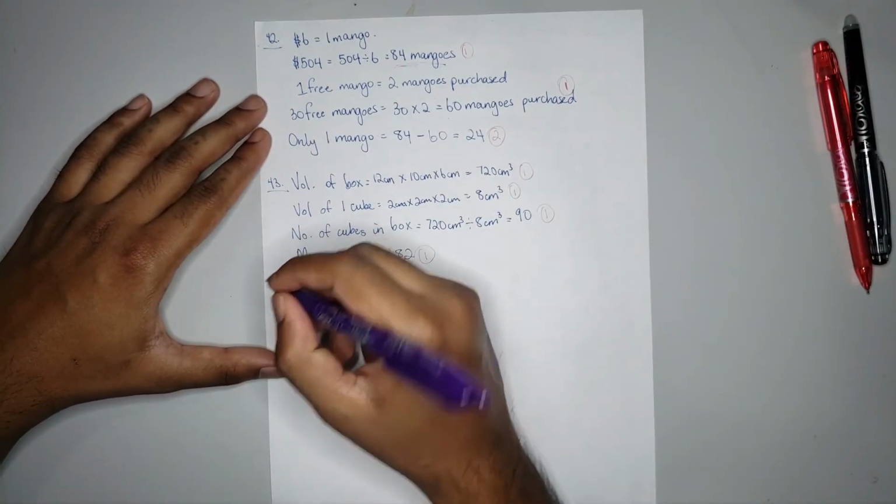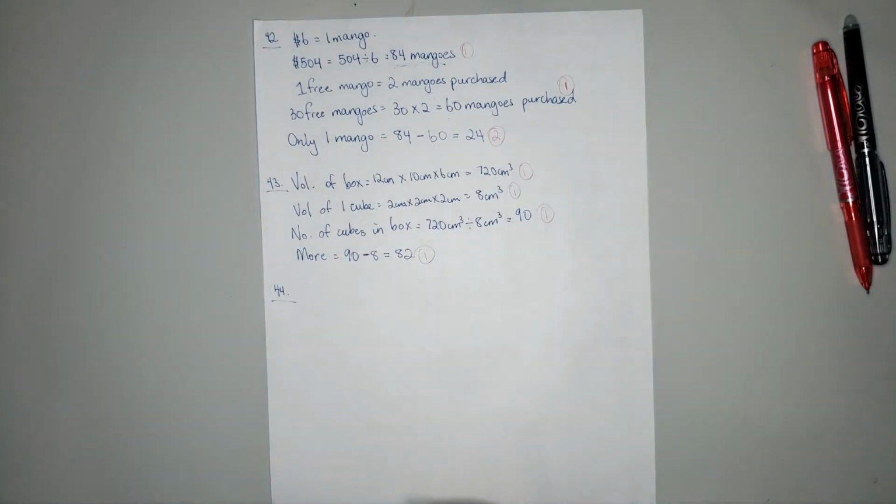Number 44. Number 44 states, using the grid below, join 4 dots to form a quadrilateral with 1 pair of parallel lines and only one angle that is smaller than a right angle. Good.